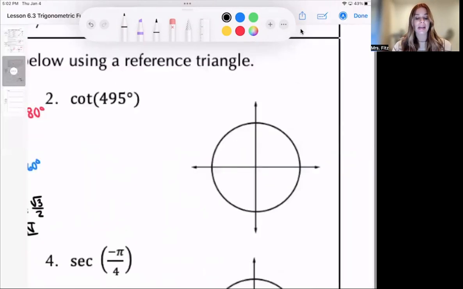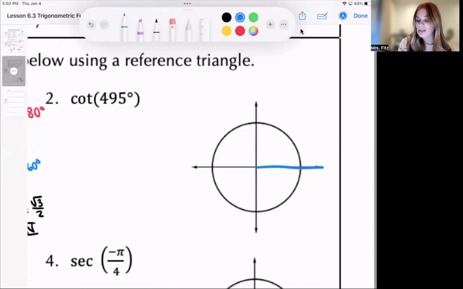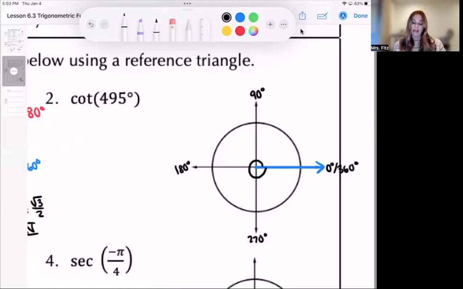All right, so let's take a look at number 2. We have cotangent of 495 degrees. So we're going to go ahead and start once again at our initial side. I like to go ahead and label these because it's easier for my brain to compute how far I need to go. So we have 495 degrees. Well, if I do one 360-degree rotation, then I'm left still with an additional, it looks like, 135 degrees to go. So I need to go a little bit past 90 degrees. And then we can go ahead and draw in our little reference triangle.